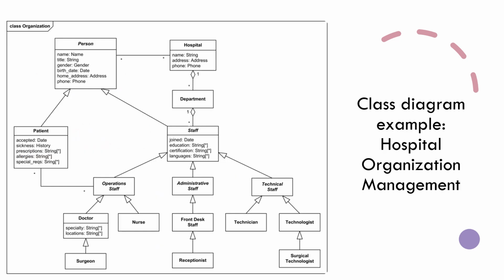Next example is organization management. This one is for the hospital. Hospital has a department. Department is managed by the staff. And for the staff, we have administrative staff, front desk staff, receptionist. So this is the structure. Maybe it is a subclass and superclass situation, because they inherit some attributes from the superclass.